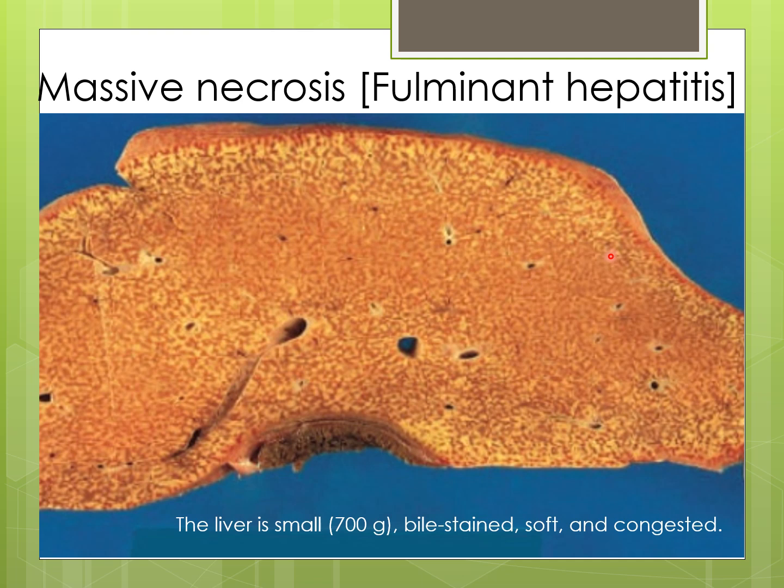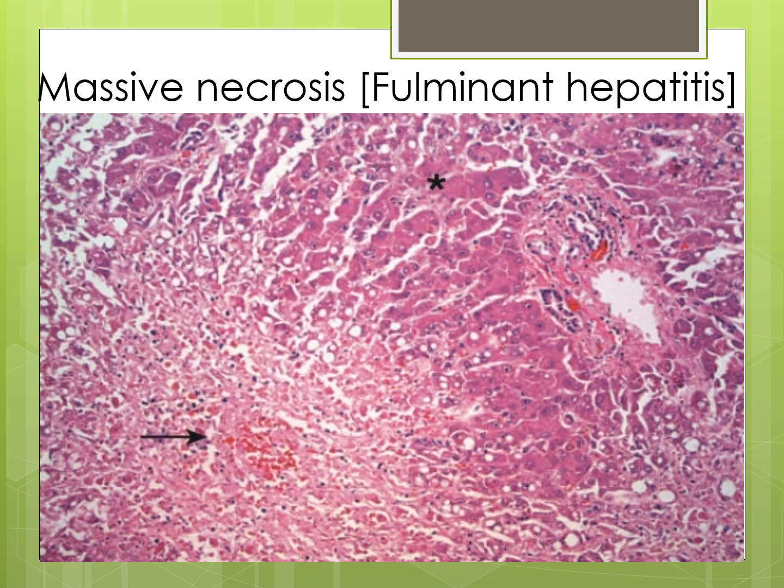This is a gross picture of the massive necrosis or fulminant hepatitis. The liver is very small, half the size of the normal liver. It is bile stained, soft and congested. This is important. I'm showing you the necrosis. This is how the necrosis looks. This is our massive necrosis, and here some of the hepatocytes are trying to regenerate. That is the histology of the massive necrosis or fulminant necrosis.